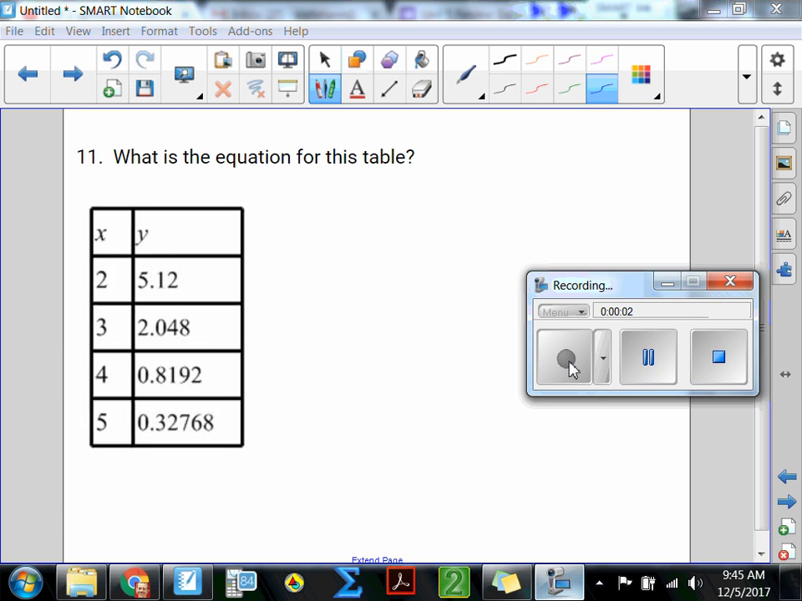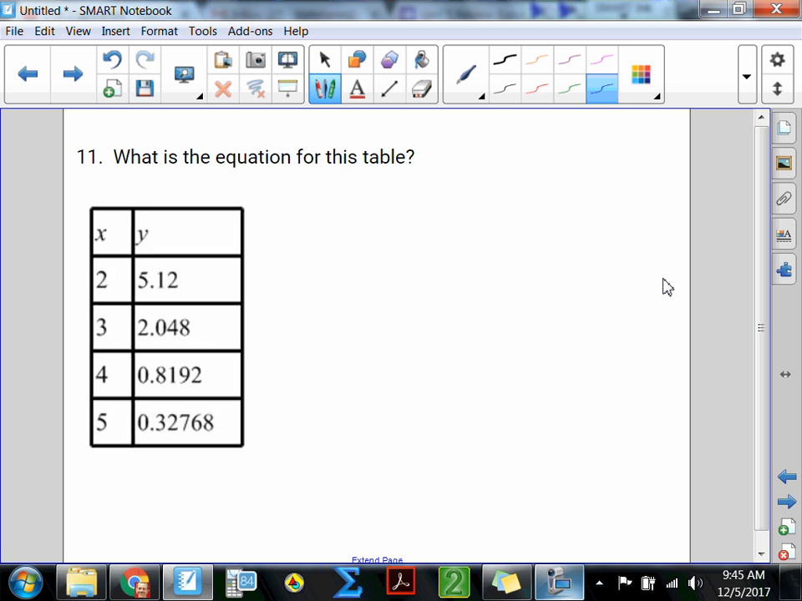Okay, number 11, what is the equation for the table? When we write an equation for the table, we're going to assume an asymptote at 0, so no vertical shift. So y equals the initial value times b to the x. We'll start by finding b.